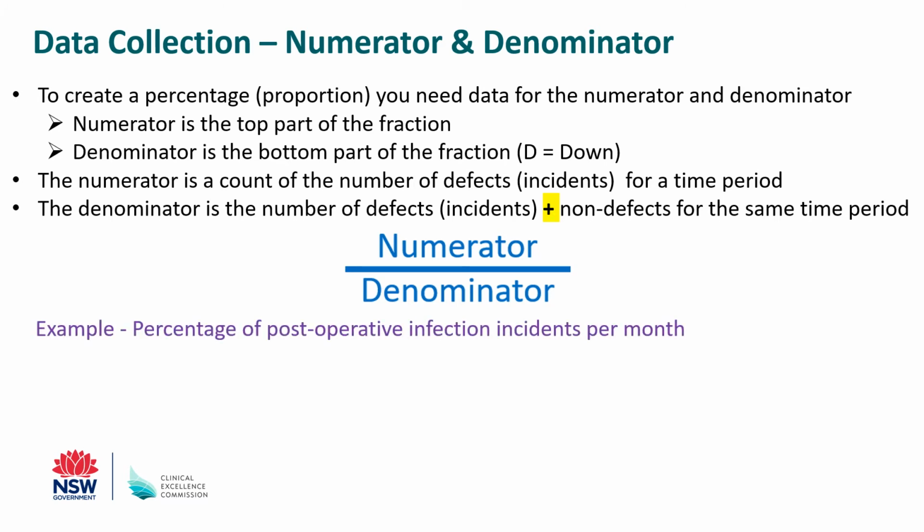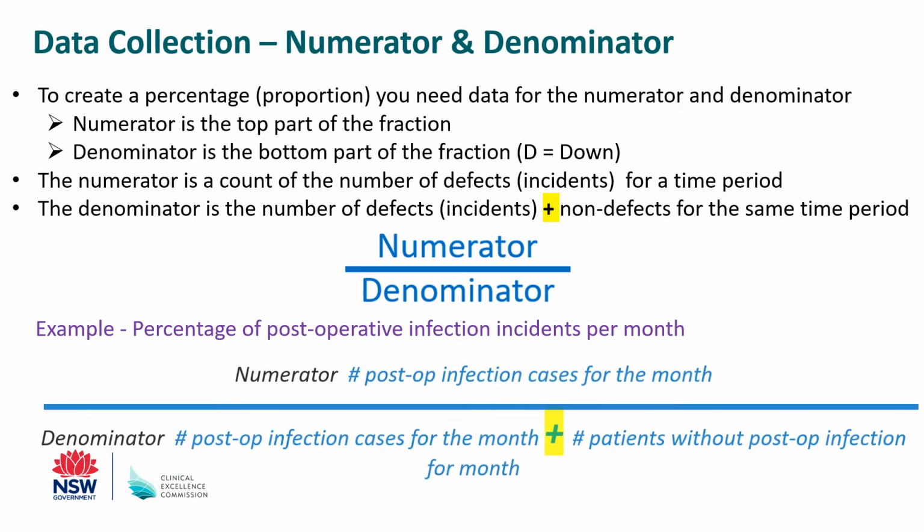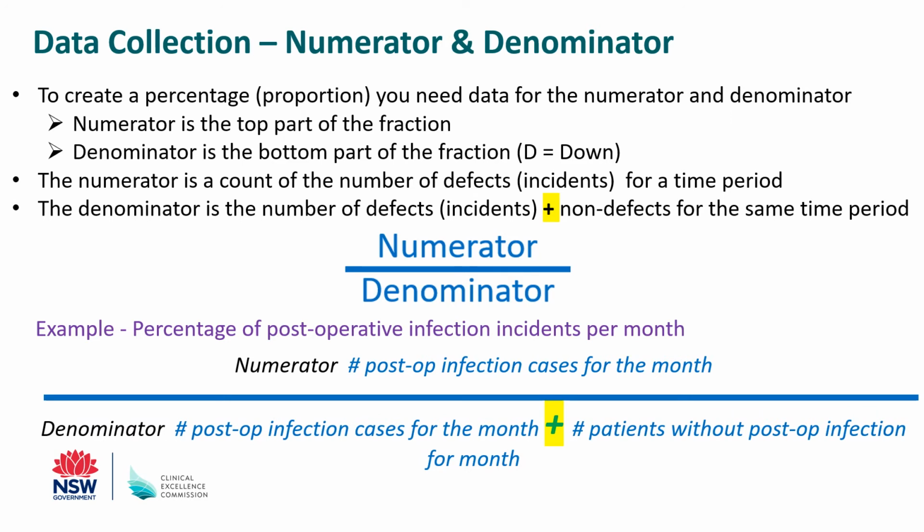So in the example of the percentage of post-operative infection incidents per month, the numerator in this case would be the number of post-operative infection cases for the month, and the denominator would be the number of post-operative infections for the month plus the number of patients without a post-operative infection for that same month. In other words, the total of patients.